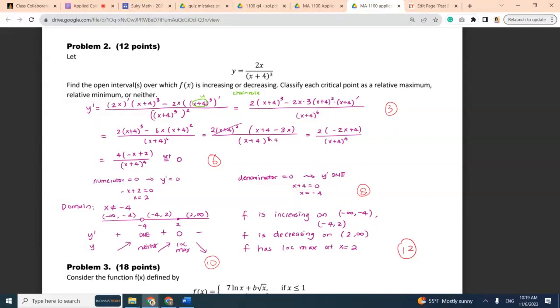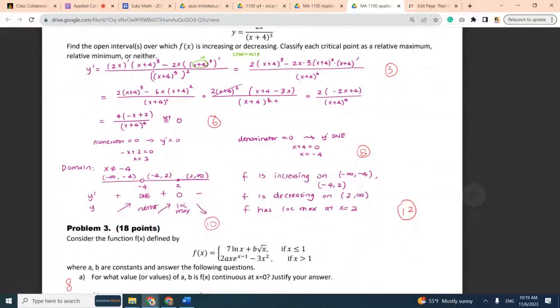Combine into a single fraction. Numerator equal to 0 corresponds to the derivative being 0. Denominator equal to 0 corresponds to the derivative not existing. Then you can find the domain. In this problem, if the domain is missing a point, you put an open circle to indicate that point is missing. Therefore, you can draw the table. Here it does not require you to sketch the graph, and you don't need to include the second derivative.